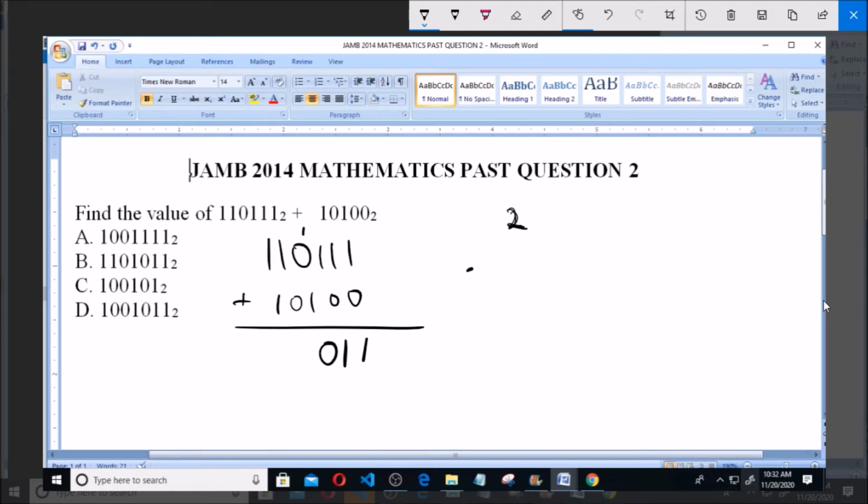So we have 1 now plus 0 to give us 1. Now 1 plus 1 again will give us 2. How many times can 2 go into 2? That is 1, remainder 0. We'll put the 1 here and then put the 0, which is the remainder.